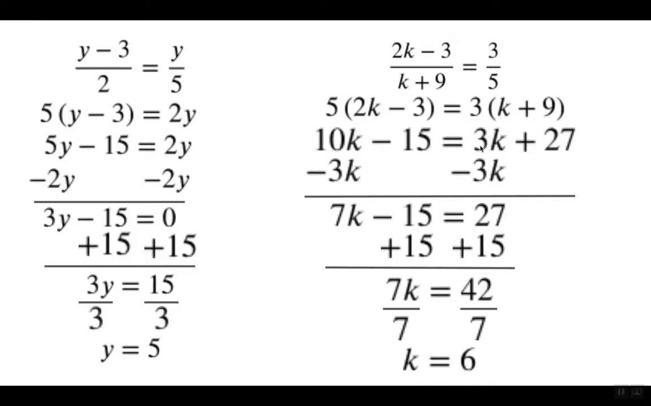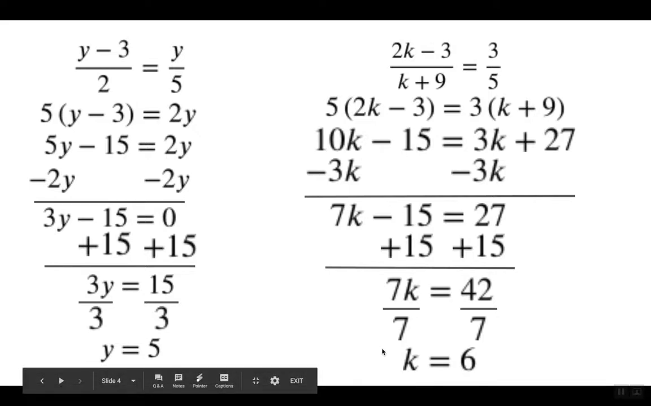I moved my lower coefficient, so I subtracted 3k from both sides. 7k minus 15 equals 27. Nice, simple two-step equation. I added 15 to both sides. I got 7k equals 42. I divided both sides by 7, and I got k equals 6.